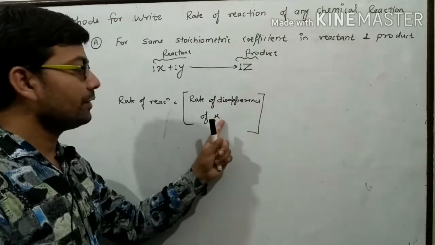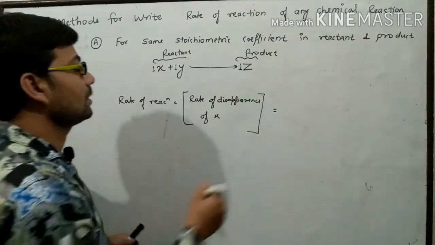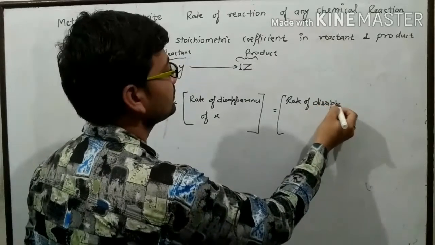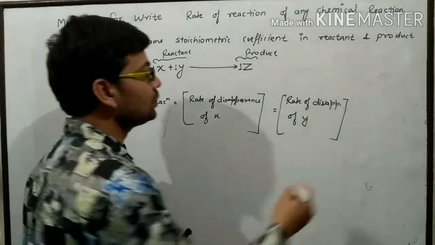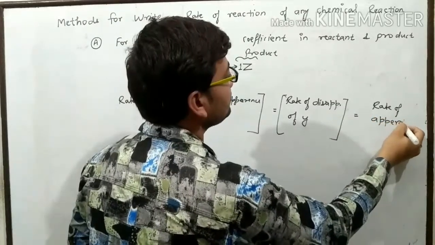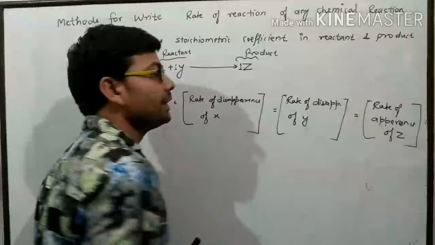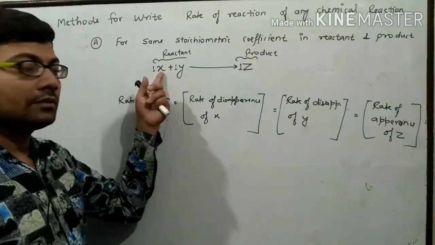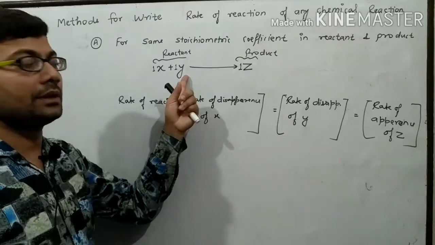Rate of disappearance of X equal to rate of disappearance of Y equal to rate of appearance of Z. Means rate of concentration of appearance of Z. तो जब X and Y react to each other, they disappear, and then it forms Z.